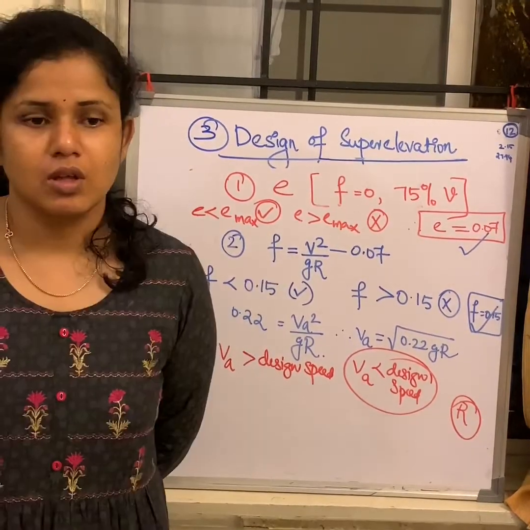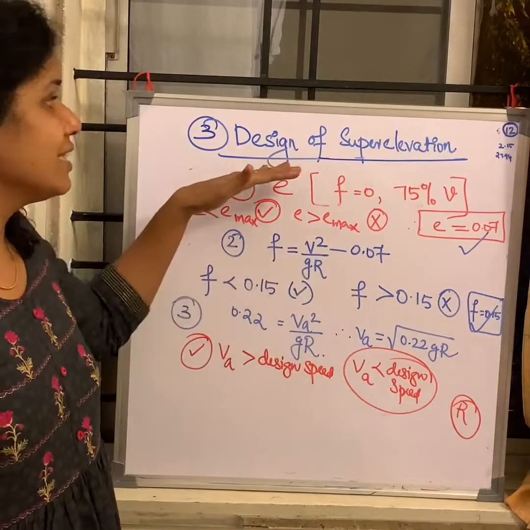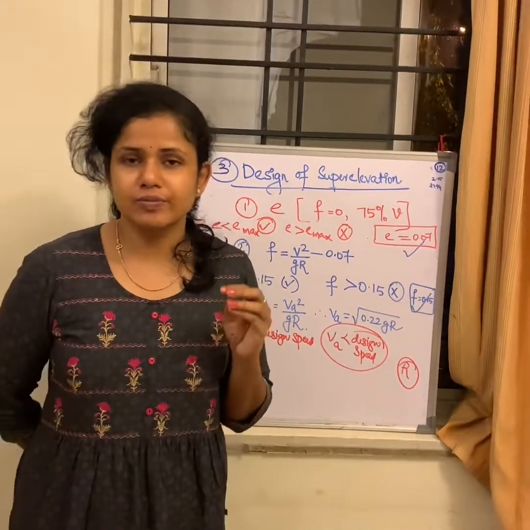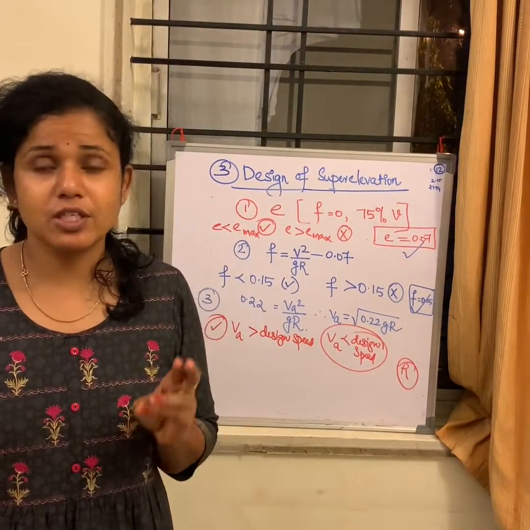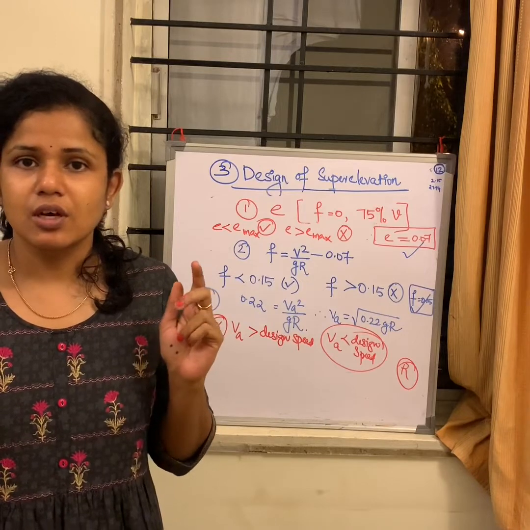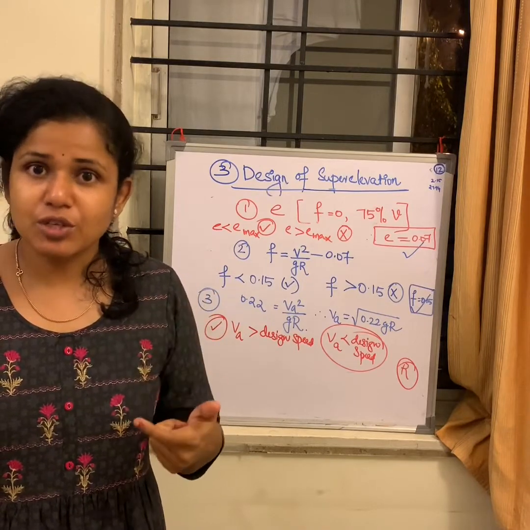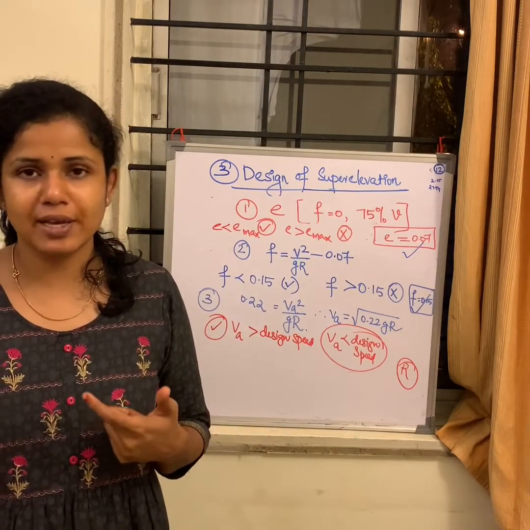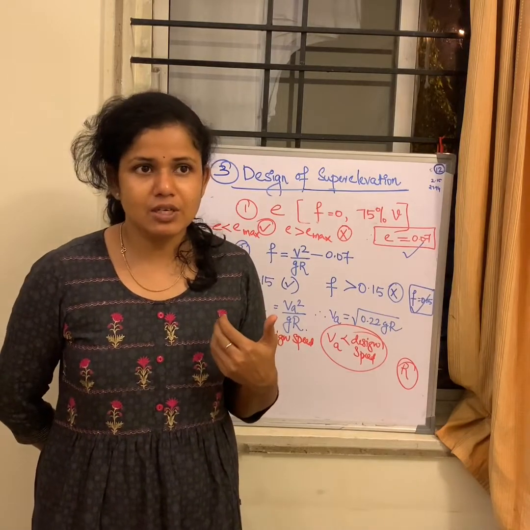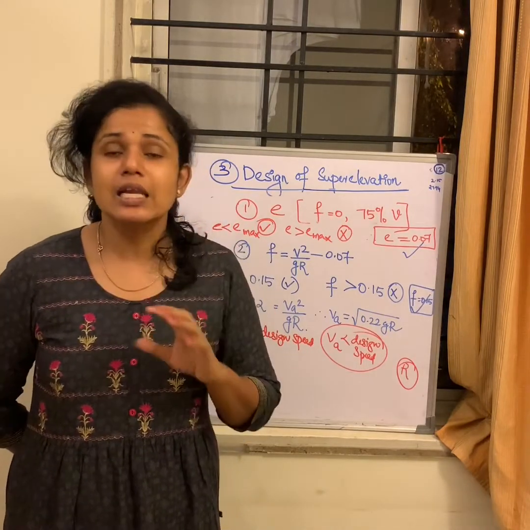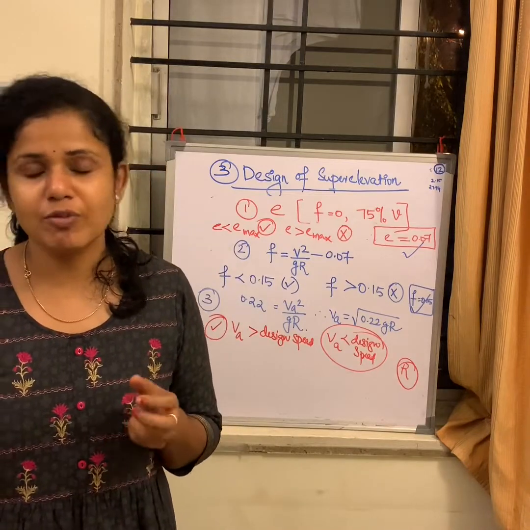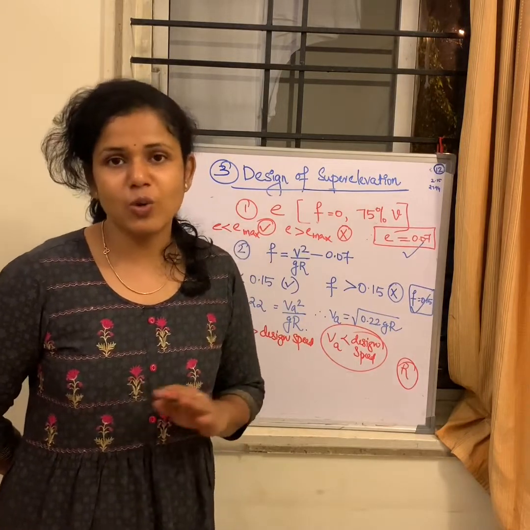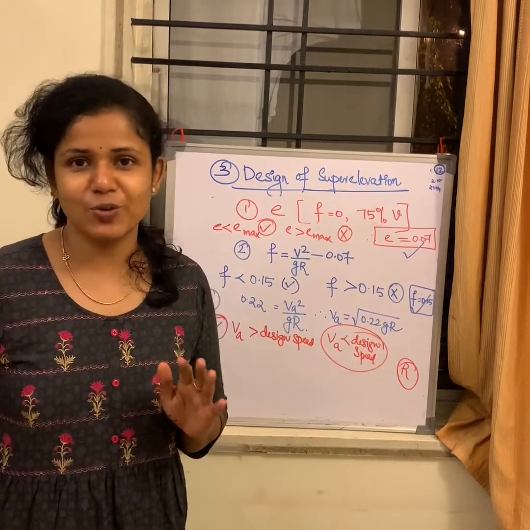So these are typically the steps involved in the design of super elevation as per the IRC recommendation. I hope the concept of the need of super elevation, the calculation of super elevation, the equilibrium conditions, and the forces acting on a super elevated plane are clear. The second aspect we discussed is the limitations in super elevation, the maximum and minimum values, and we covered the design of super elevation. I hope all these concepts are clear to you now.